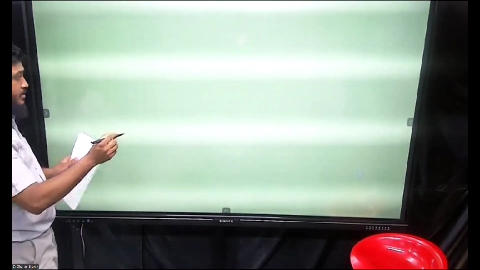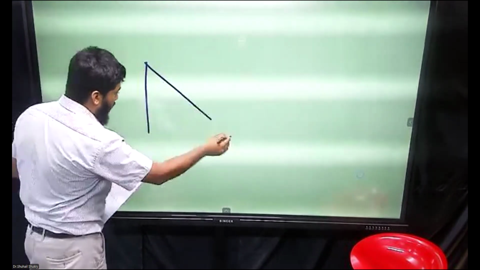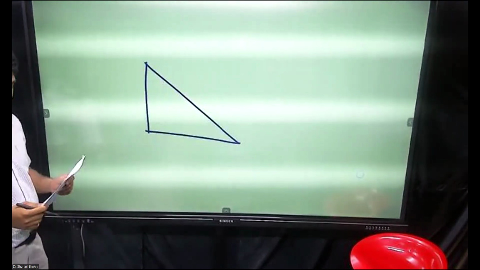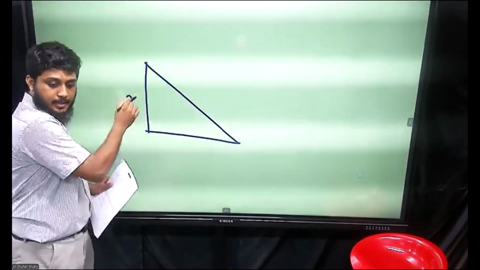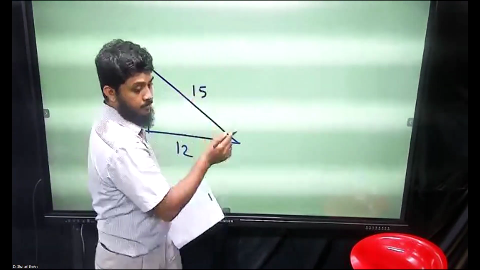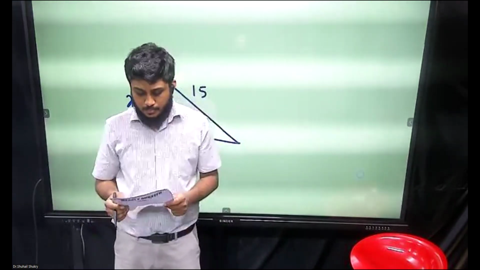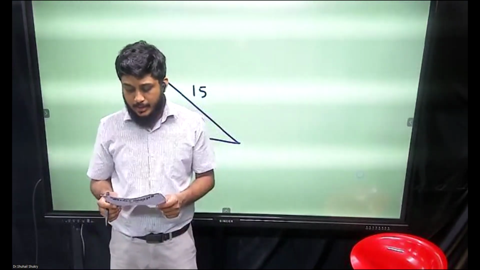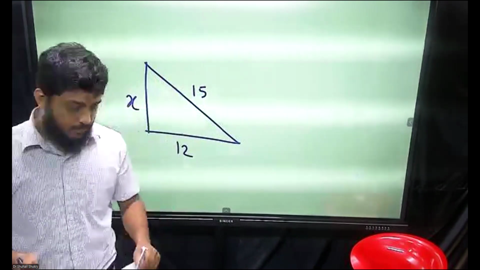Now, under week 4, the first question is find the value of x. This is a right angle triangle. In this right angle triangle, they have given the value as x. This value is 12 and this value is 15. Then the first thing they ask is to find the value of x.